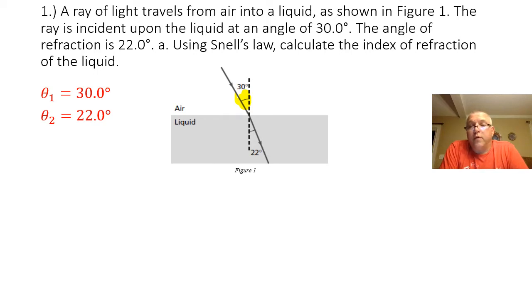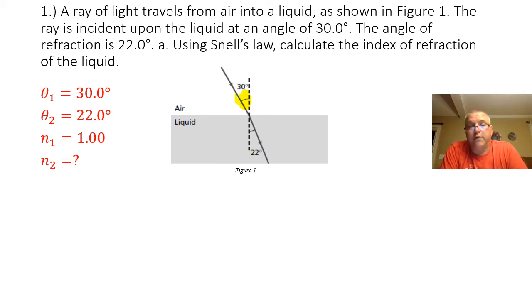If I'm traveling from air, I know that the index of refraction for air is 1.00. And remember, we can get the indices of refraction for different things from the table in the PowerPoint. You could also Google it, or you can also find it in the formula sheet that I have posted in the toolbox on the website. So we are trying to solve for the index of refraction for the liquid.